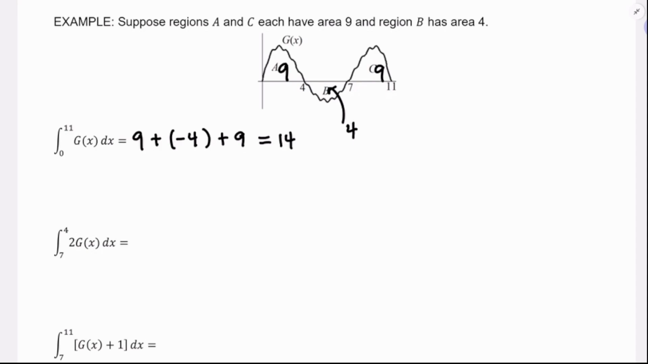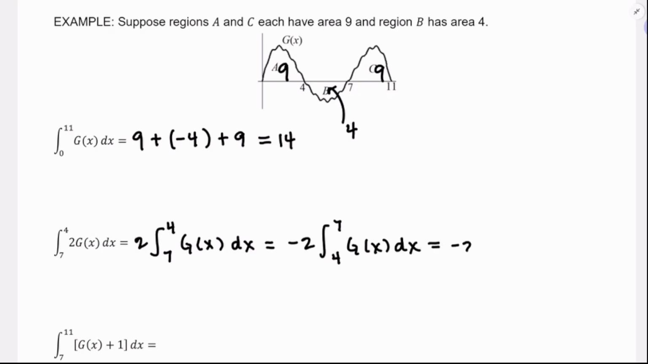The integral from 7 to 4 of 2g of x. Well, the first thing to do would be to factor out the 2. And then, 7 to 4, that's backwards. So I'm going to reverse the order of integration, or rather reverse the bounds of integration, and that's going to make the integral negative. So negative 2 times the integral from 4 to 7 of g of x dx, and that's going to equal negative 2 multiplied by that negative 4 right there. That's going to equal positive 8.